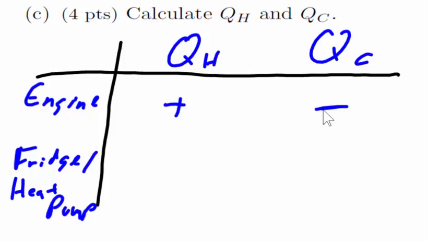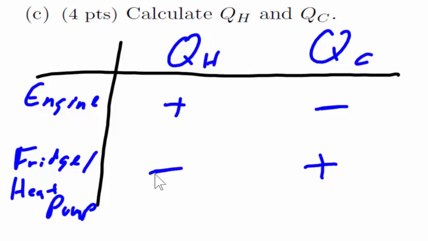A refrigerator or heat pump, on the other hand, are driven in the reverse direction by applying work. When you apply the work, you take heat away from the cold place, meaning the heat goes into the engine from the cold place, making Q cold positive, and you dump heat into the hot place, making Q hot negative.